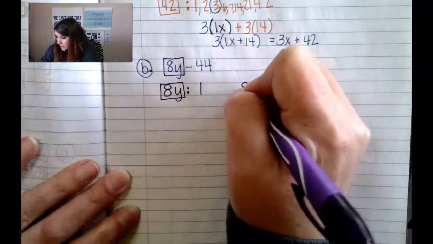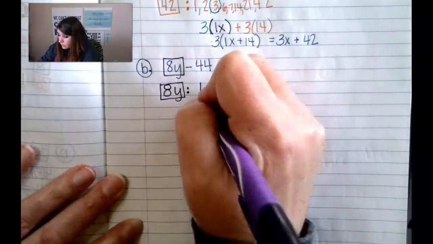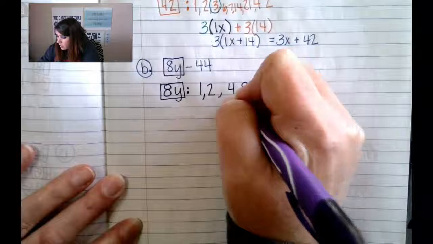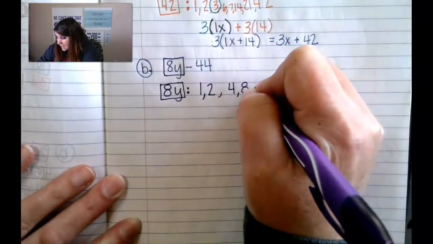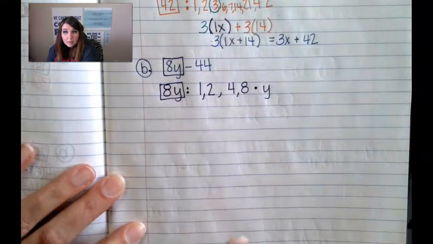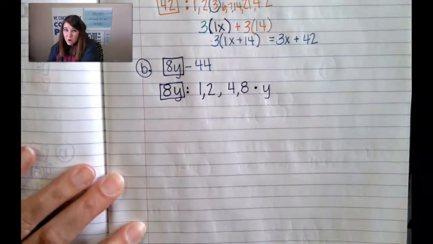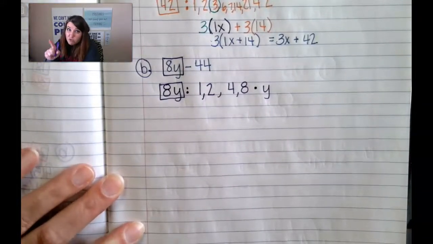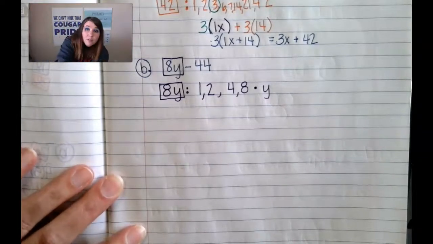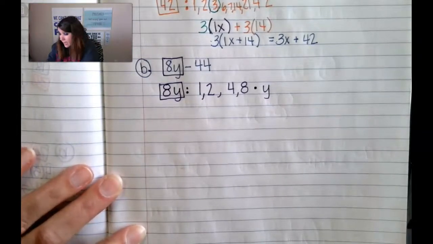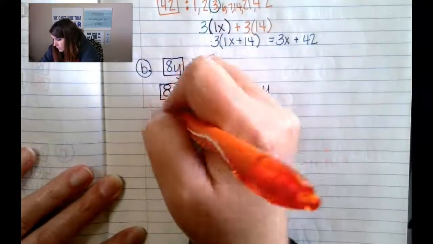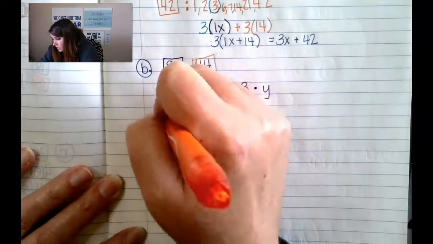1 times 8, 2 times 4. And now I'm just going to say times y, because I cannot forget the y. Why? Because the y is important. That's why. Don't forget about the y. Okay, now we need to worry about the 44. So we've got to factor that guy in. So let's factor 44.